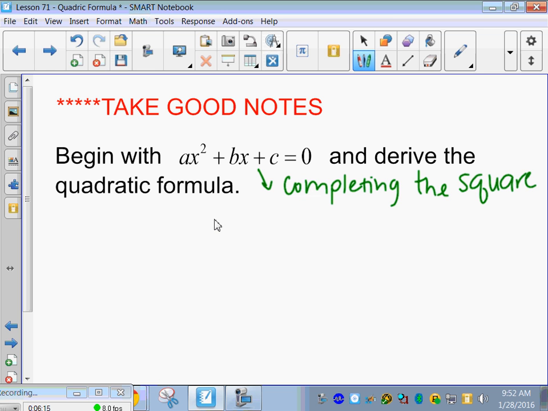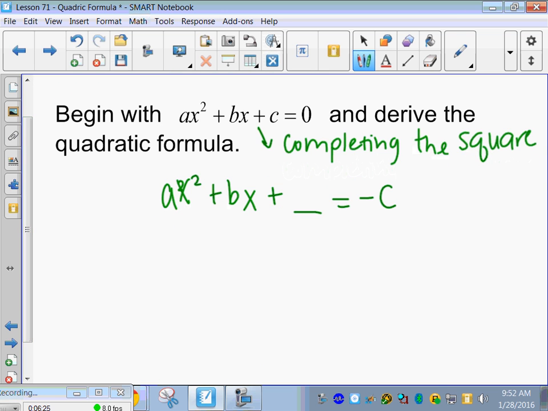So to complete the square, first thing we're going to do is move the c to the other side. Okay, then we want to divide everything by whatever's in front of x squared. So we get x squared over a plus b over a times x.